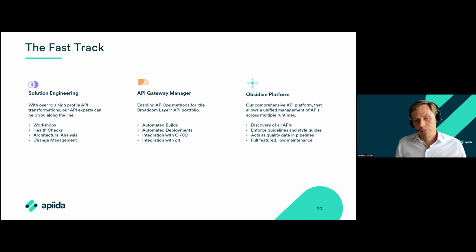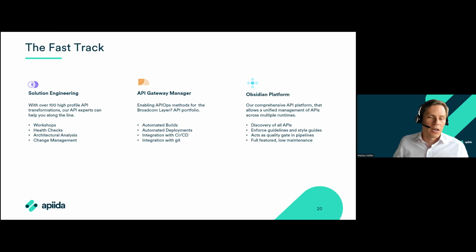So the next thing we can help you with is, if you're running Broadcom Layer 7, then you can enable API Ops methodologies using our API Gateway Manager. So we can take care of automated builds, automated deployments. We can integrate Layer 7 nicely into a CI/CD pipeline, and we can take care of all the integration with the Git repositories, right? So get the APIs out as code from the Layer 7 in a way that is machine readable and human readable, and that works just well with Git.